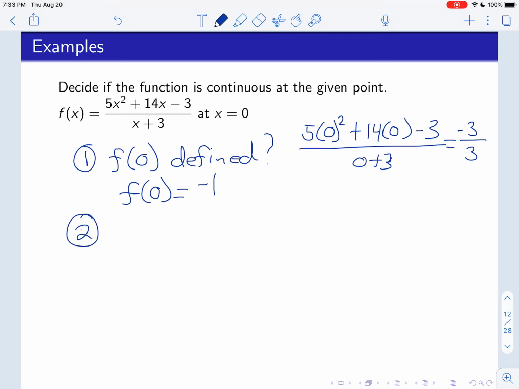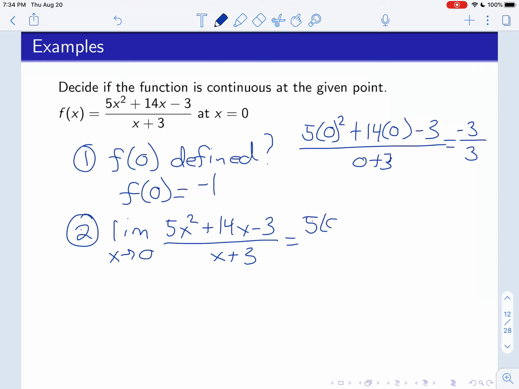Next thing we need to check is the limit. The limit as x approaches 0 of 5x squared plus 14x minus 3 over x plus 3. Well, the first thing we always try is plugging 0 in. Well, wait a minute, that's what we just did.